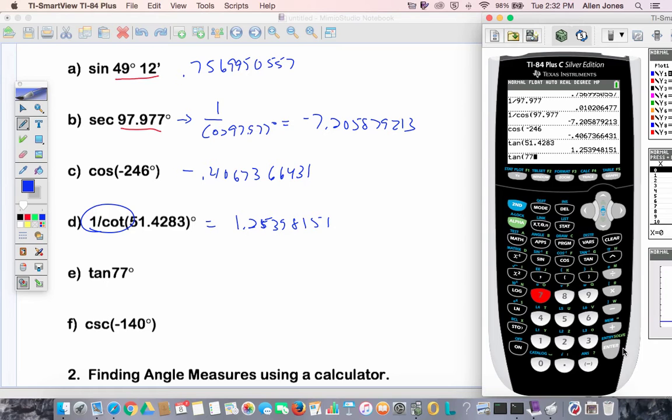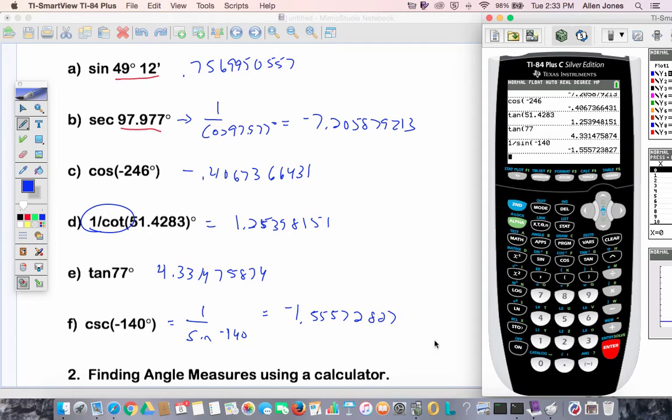Tangent of 77, nothing special about that. Tangent is a function on our calculator, so the tangent of 77 is 4.331475874. Cosecant of negative 140, again, it's a reciprocal function, so 1 divided by the sine of negative 140, and that gets us a negative 1.55572827.